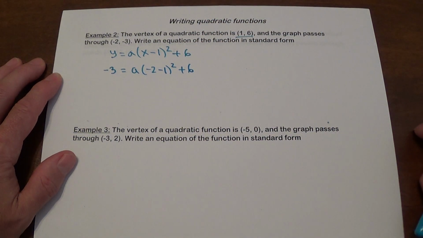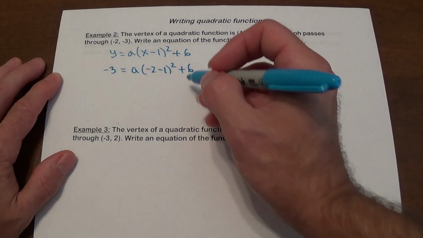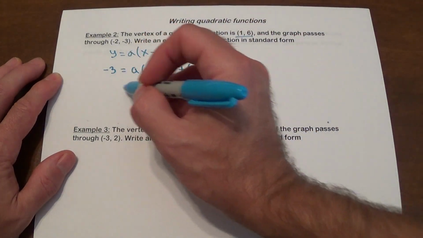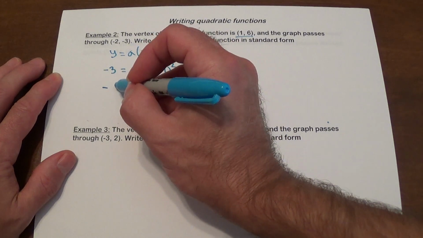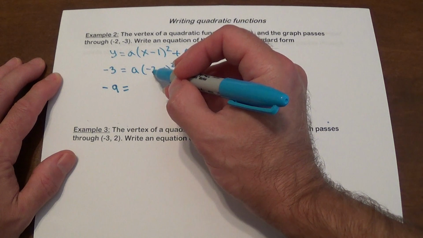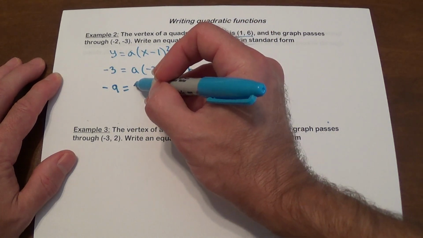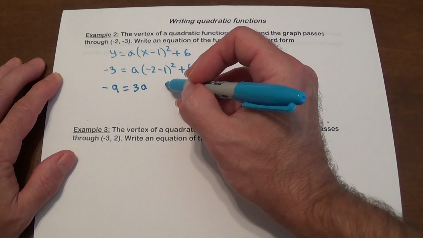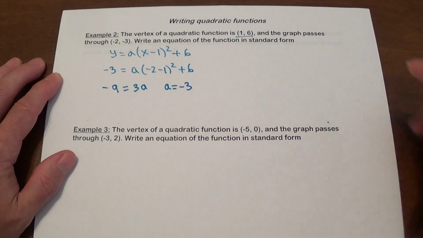It's a little bit more involved than the previous problem. So we're going to move this to that side. We're going to have negative 9 equals, this is negative 3 squared, which is going to give us 9. So 9a, which means a is going to equal negative 1.